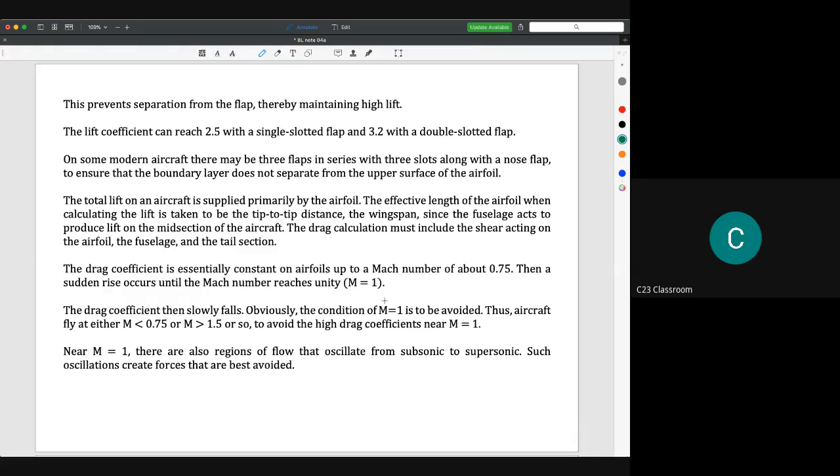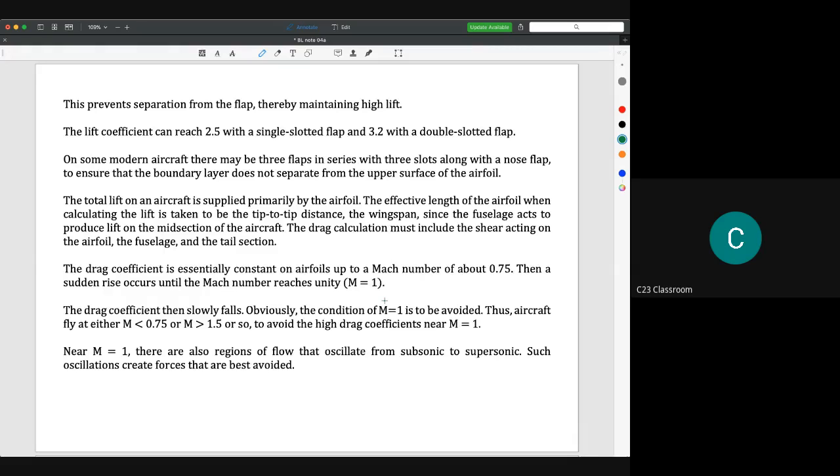The lift coefficient can reach 2.5 with a single slot flap and 3.2 with a double slot flap. On some modern aircraft, there may be 3 flaps in series with 3 slots along with a nose flap to ensure that the boundary layer does not separate from the upper surface of the airfoil. The total lift on an aircraft is supplied primarily by the airfoil. The effective length of the airfoil when calculating the lift is taken to be the tip-to-tip distance, the wingspan, since the fuselage acts to produce lift on the midsection of the aircraft.